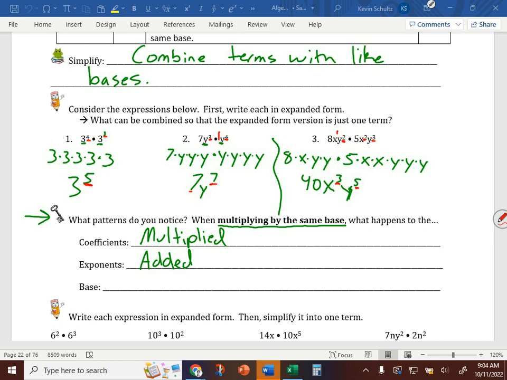And then how about the base? What happens to the base? In the first one, our bases were 3, and we ended up with a 3. Second one, our base is y, we ended up with a y. Last one, our bases of x, still have an x. Our bases of y, still have a y. What happens to the bases when we multiply by the same base? Yeah, Nathan? They stay the same. Your base does not change.